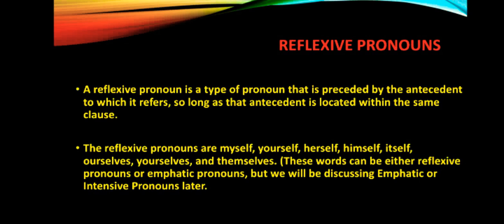The reflexive pronouns are myself. I have already shared the list in the infographic, but just for the sake of understanding, I have mentioned them here again. So myself, yourself, herself, himself, itself are the singular forms. Ourselves, yourselves, and themselves are the plural forms. Again, these words can either be reflexive pronouns or emphatic pronouns. And I told you earlier, emphatic pronouns and intensive pronouns, they are both the same. But we will be discussing emphatic or intensive pronouns later on in the discussion.